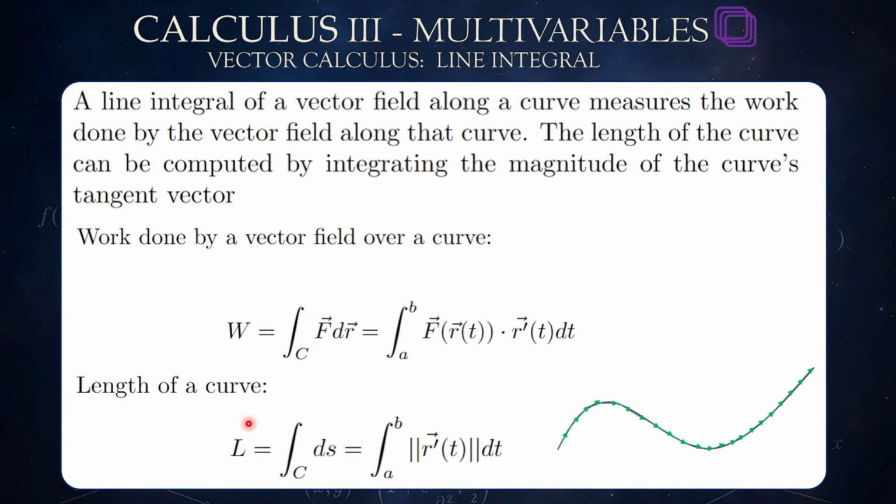Length of a curve, L is equal to integral over C ds is equal to integral from A to B, |r'(t)| in modulo, meaning the size, the length of each tangent vector, dt, okay? We are integrating it throughout the curve. This is how you get the length of the curve. So it is equal to integral from A to B, |r'(t)| in size dt.